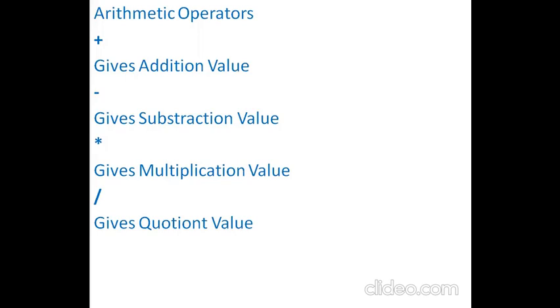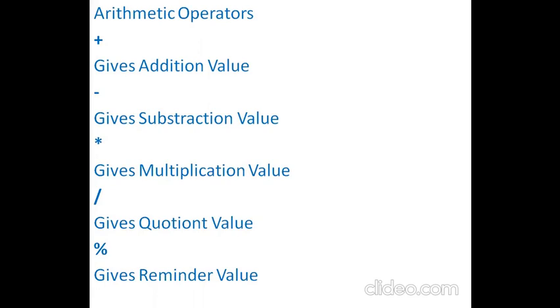Suppose I write 10 by 5, what will it give? 2, the quotient value. The other one is the percentage symbol, which is also called the modulus operator. The symbol is the percentage symbol, but the name of the operator is the modulus operator. What does it give? It gives the remainder value. The division operator gives the quotient value, whereas the modulus operator gives the remainder value.